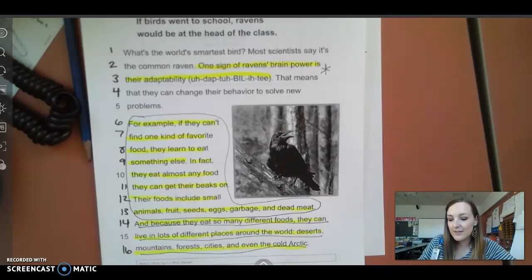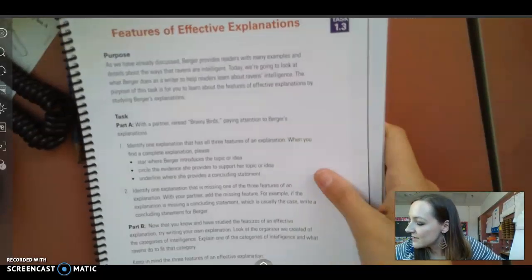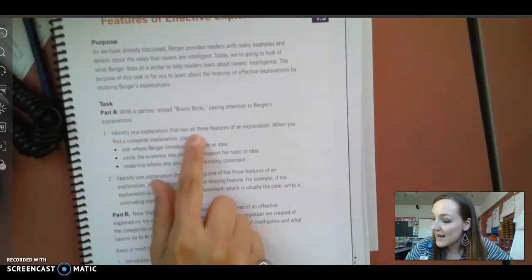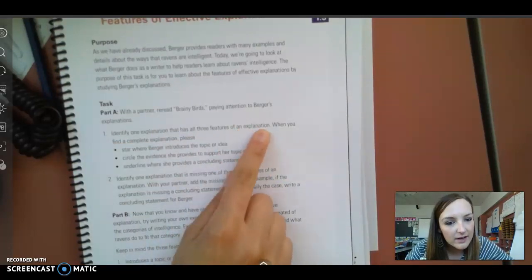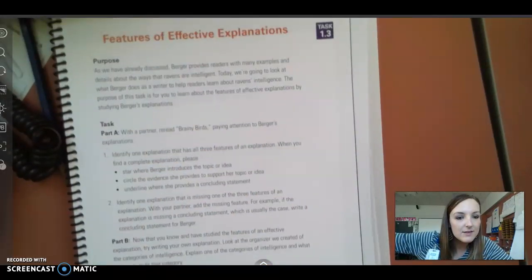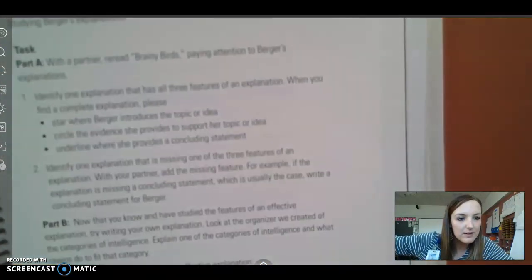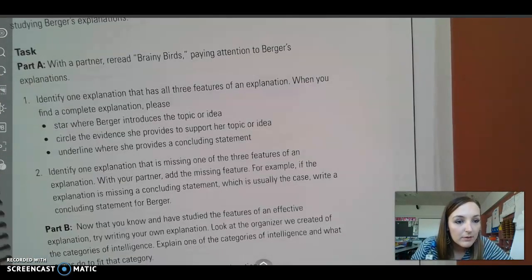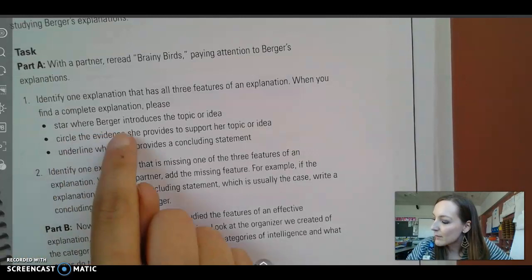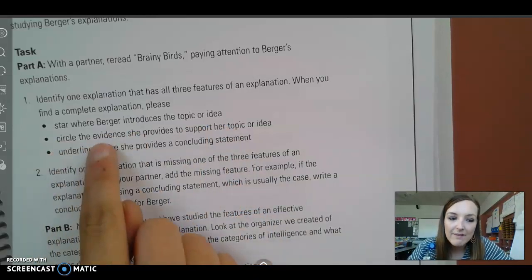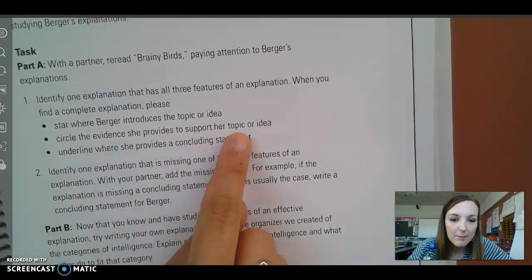So if I look at the directions here, it says identify one explanation that has all 3 features of an explanation. When you find a complete explanation, please, let me zoom in a little bit so you can see that better. Please star where Berger introduces the topic, and we did that already in my example. Circle the evidence she provides to support her topic or idea.